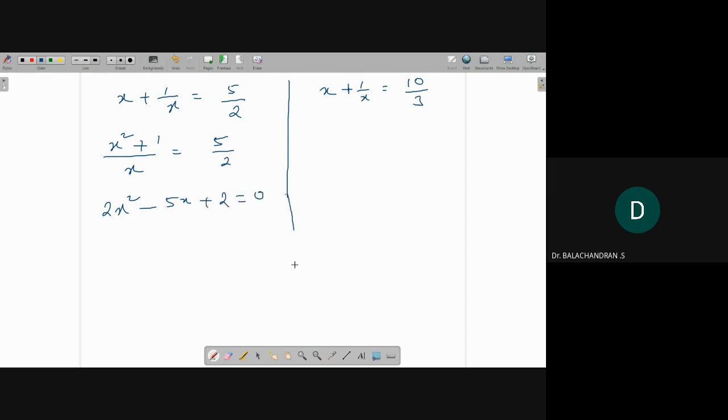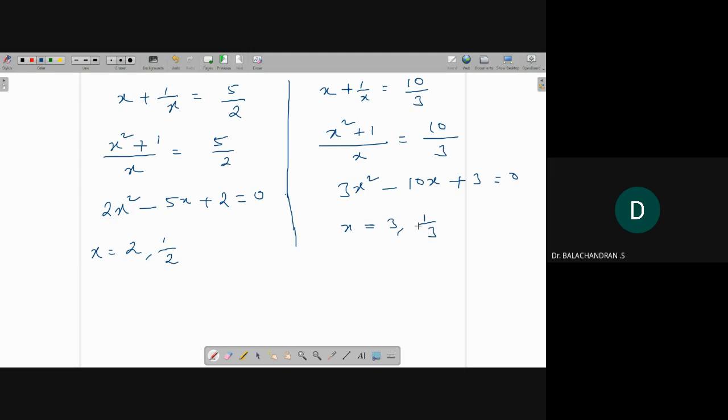Okay. Similarly, here x square plus 1 by x is equal to 10 by 3. Cross multiply: 3x square minus 10x plus 3 equal to 0. So what are the roots of this equation? 2 and 1 by 2. For this one, 3 comma 1 by 3, that is, 3 and 1 by 3.